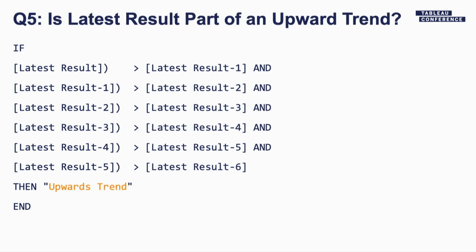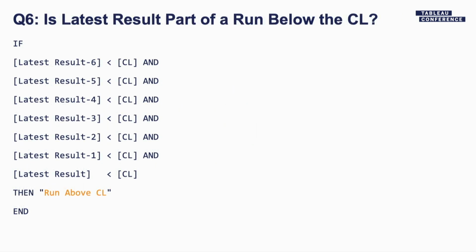And then subsequently we have the same, but the inverse. Can we see an upward trend, yes or no? And then the last 2 questions are similar. Do we have a run below the center line? So do we see a result that's below average consistently? Again, 7 data points in a row. Or question 7, do we see that happening above the center line? And so these calculations you can just reuse. The only thing you have to change really is how far do you want to look back or how far do you want to look forward.